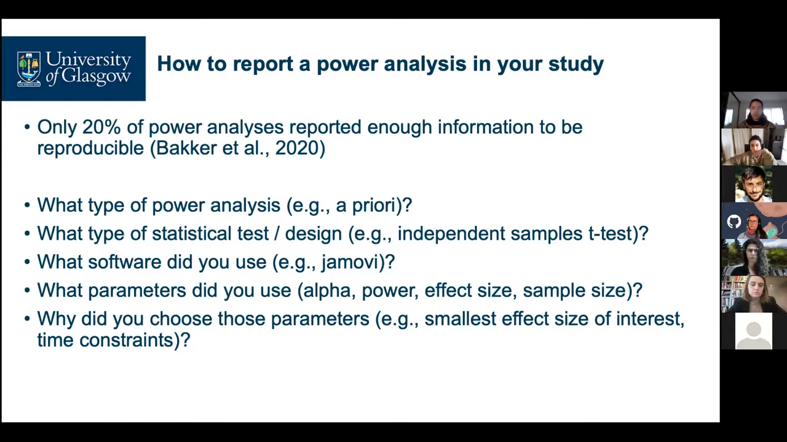So this is our alpha, power, effect size, sample size. And ideally, why did you choose them? Sorry, I missed that one off. So, is it one or two tailed? Sometimes that doesn't apply if you're applying these more advanced concepts. And then why? So what's your smallest effect size of interest?